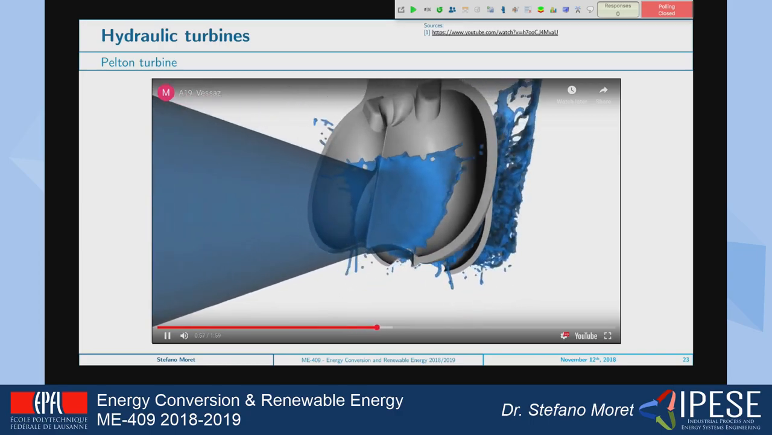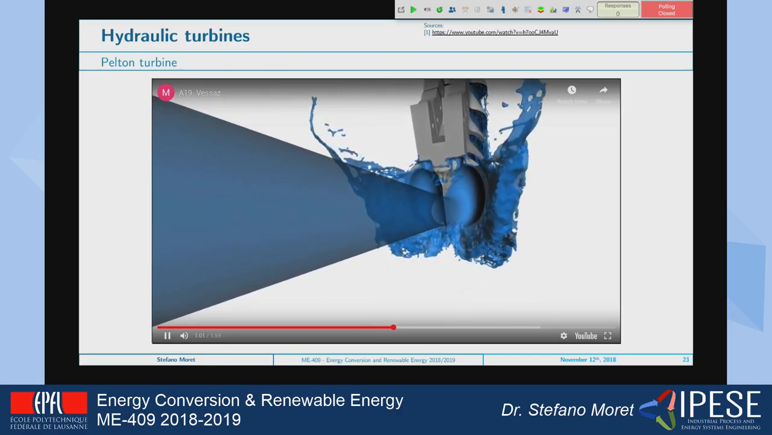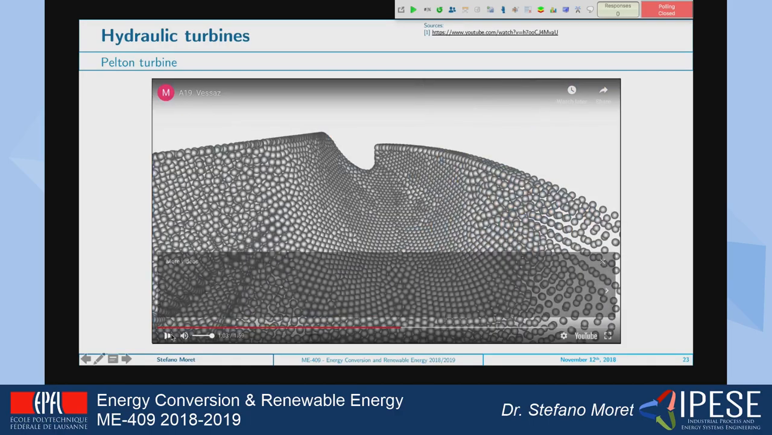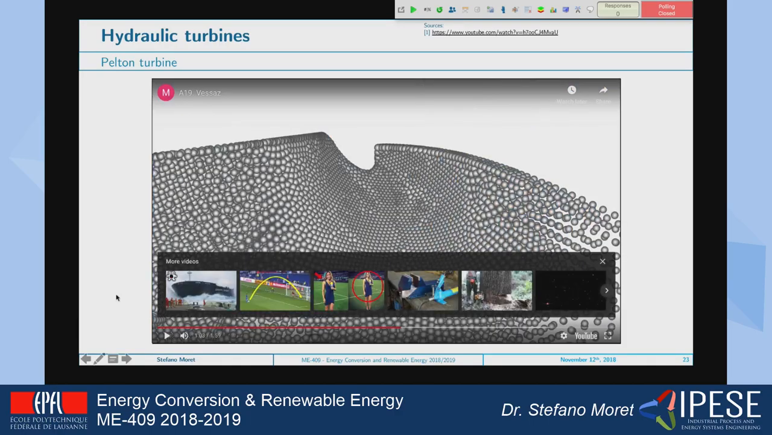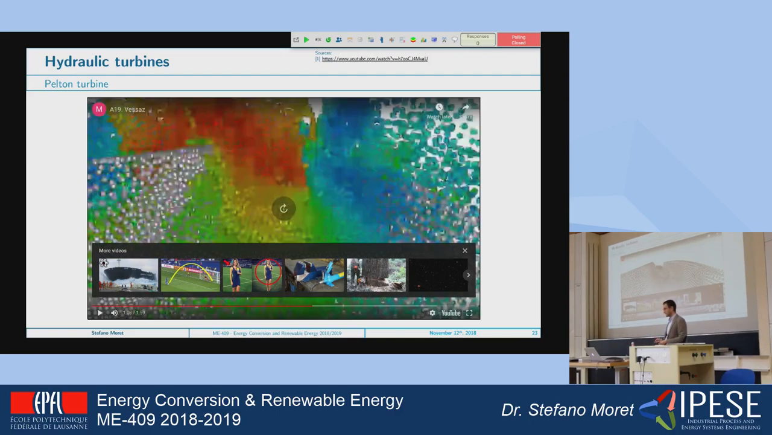Okay, so this is how a Pelton turbine works. It's pretty simple. You have a very high discharge, a very high mass flow difference, and then you have the... and this generates the mechanical power.